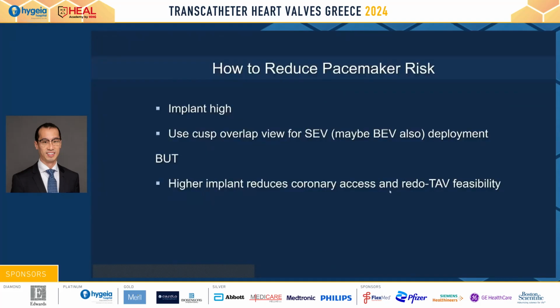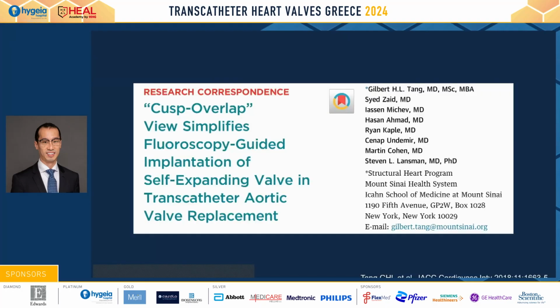The other thing we need to look at is pacemaker risk. Obviously, nowadays we try to implant high, and we use the cusp overlap view for self-expanding valves, and maybe even balloon expandable valves as well during deployment. But keep in mind that high deployment will reduce coronary access and reduce redo TAVR feasibility.